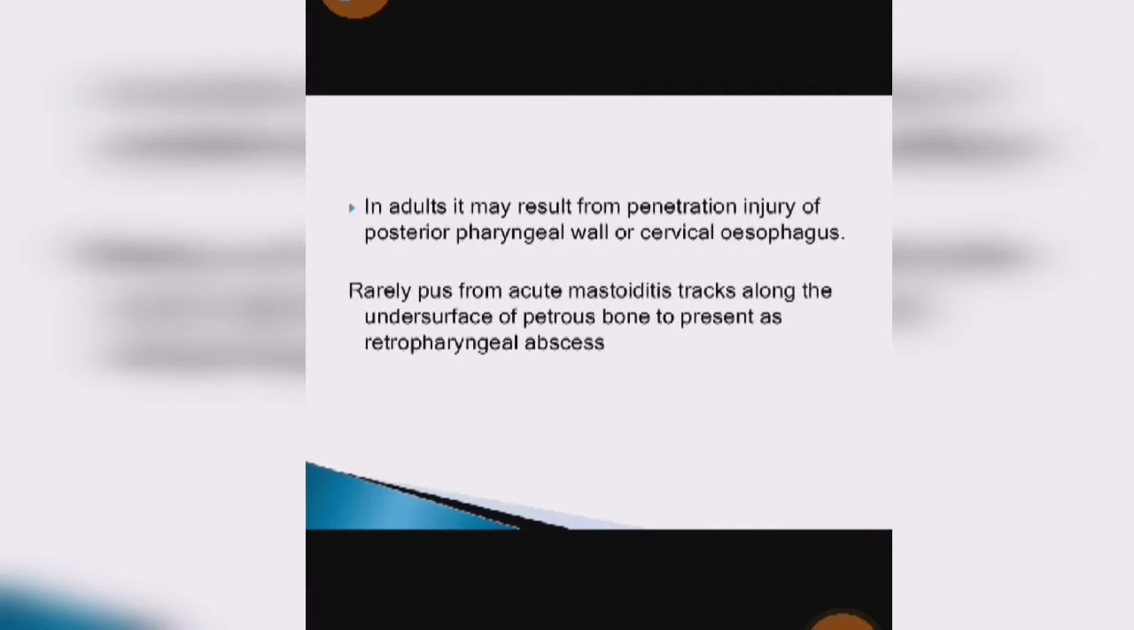In adults, it may result from a penetrating injury of the posterior pharyngeal wall or cervical esophagus. Rarely, pus from acute mastoiditis tracks along the under surface of the petrous bone to present as a retropharyngeal abscess.